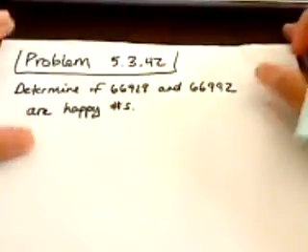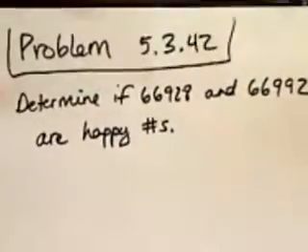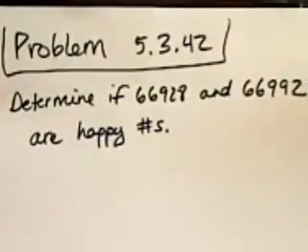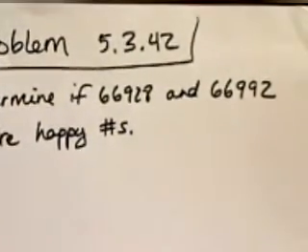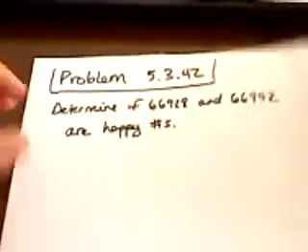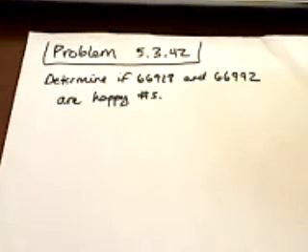Okay, so this is problem 5.3.42, and they ask us to determine if the numbers 66,928 and 66,992 are happy numbers. Okay, and they define for you. I don't recall covering what happy numbers were in the lecture, but they do define it for you in the problem.